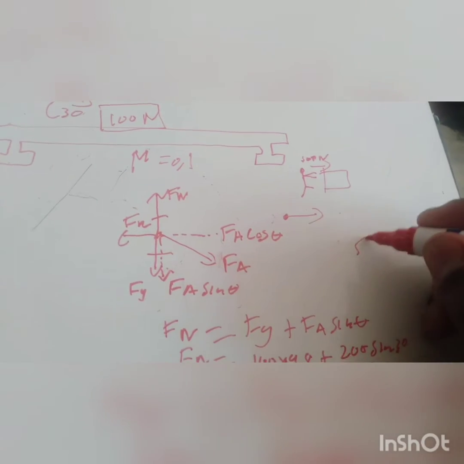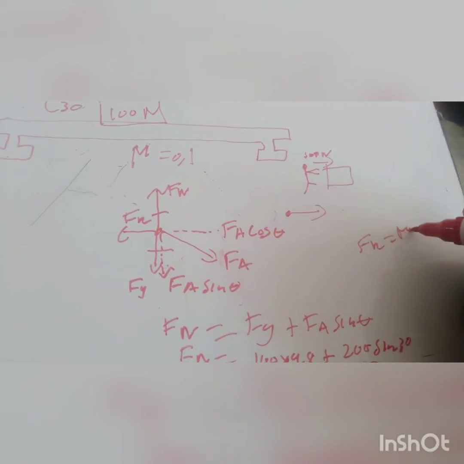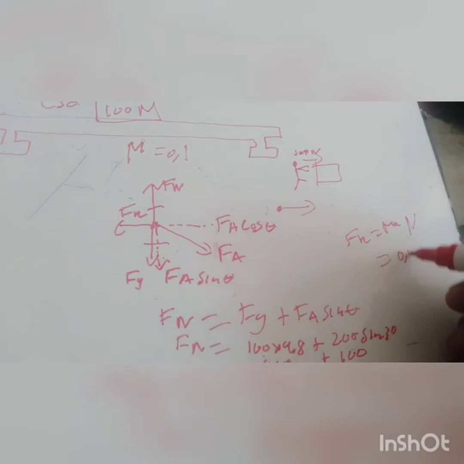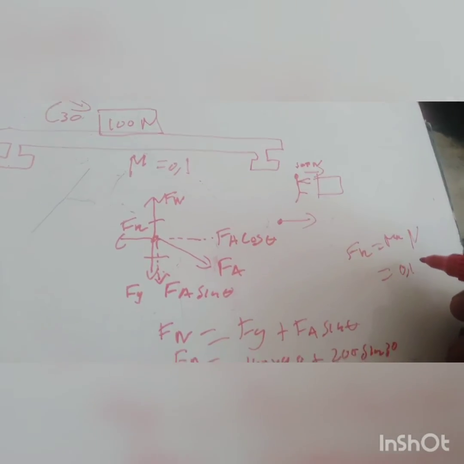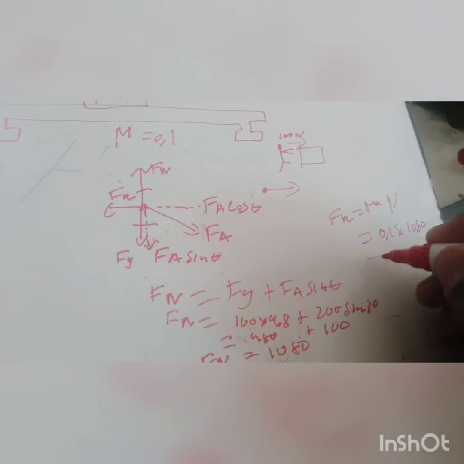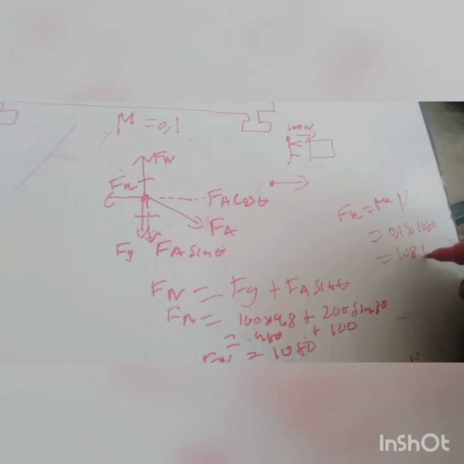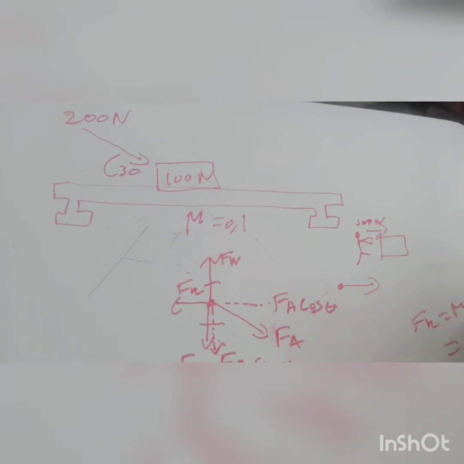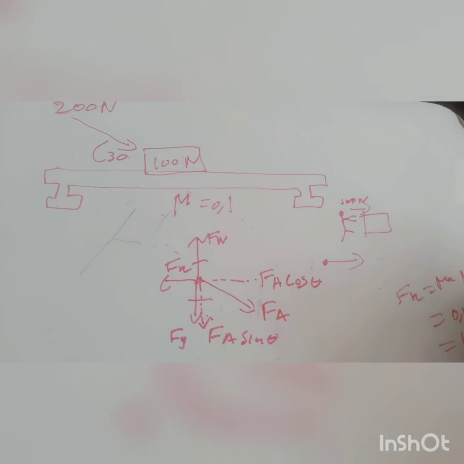So Fk is equal to mu Kn. So it's equal to the coefficient of friction, which is that, times the normal force, which we got before, 1080. So the answer will just be 108 newtons. And there we have it. So remember these two situations.